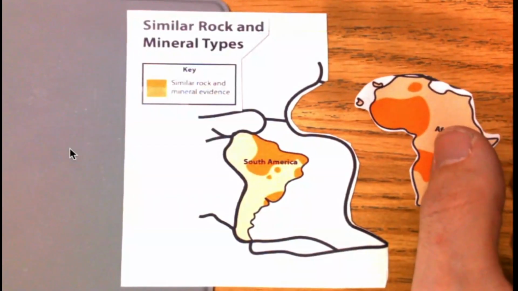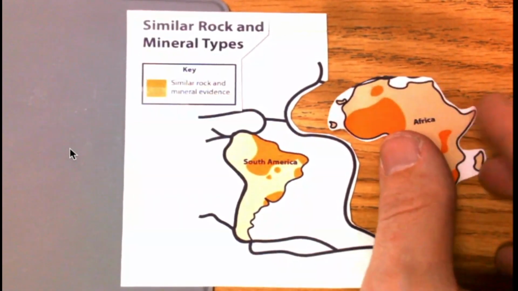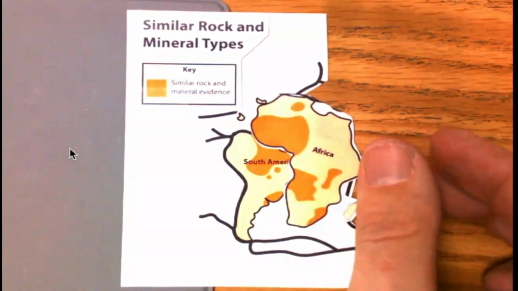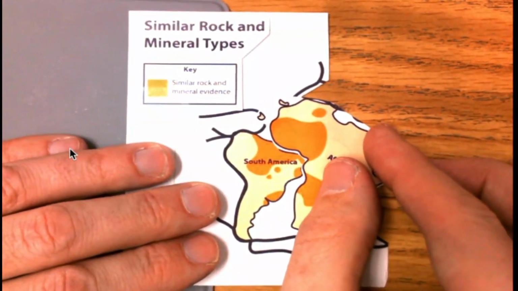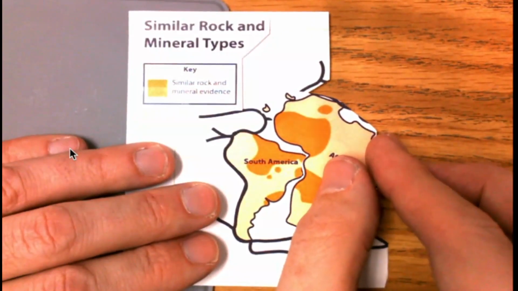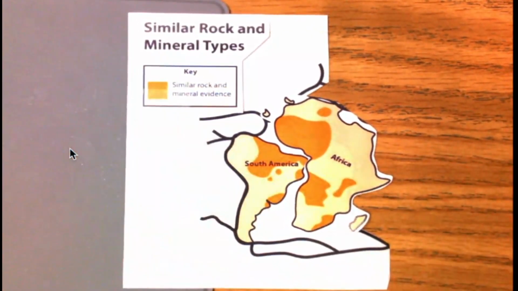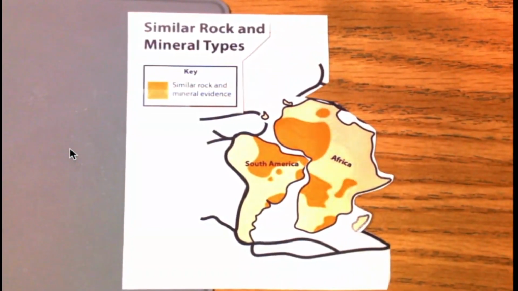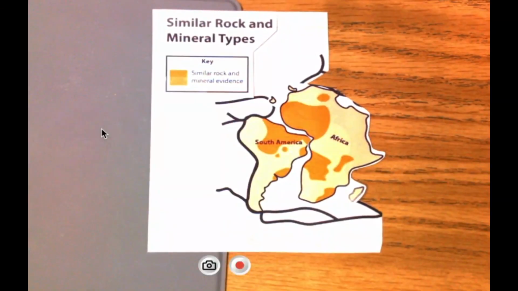So here's where Africa is. And we can go backwards. Like we said, they're pulling apart, so we just go backwards. And if I lay them like this, you kind of get the idea that the parts where they're touching, it looks like they might have been together.